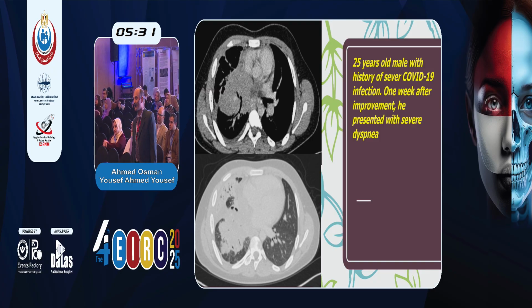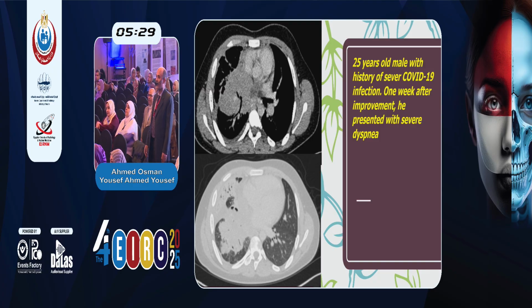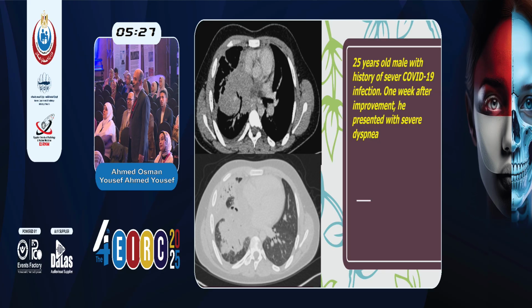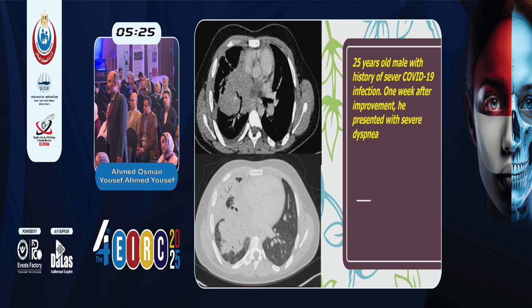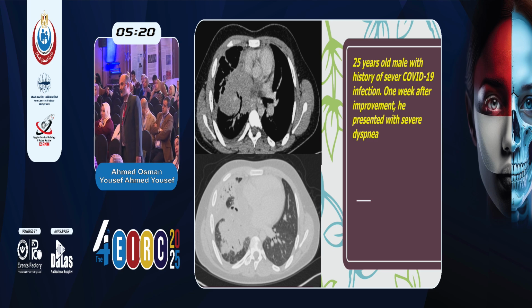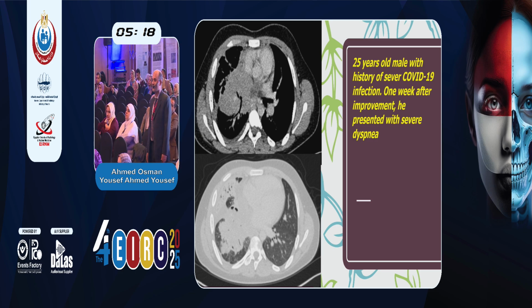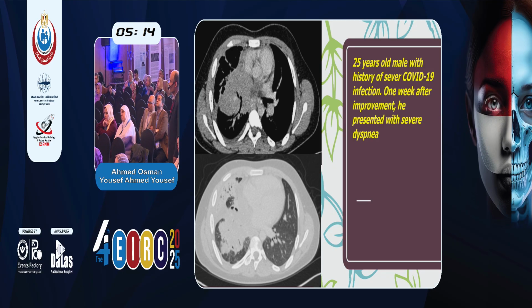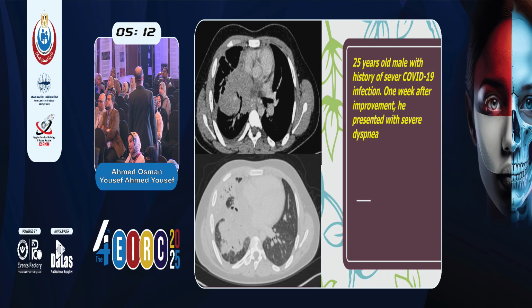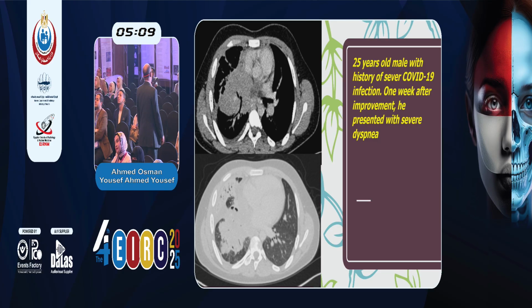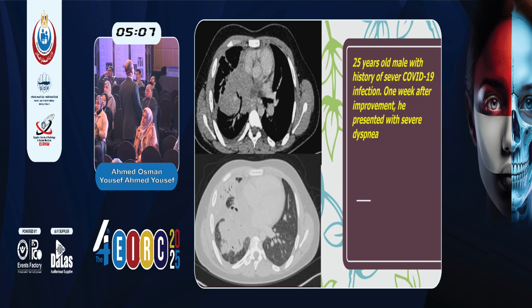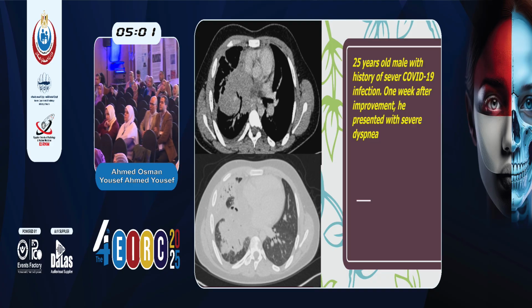A twenty-five-year-old male with history of severe COVID-19 infection and ICU admission. One week after improvement, he presented with severe dyspnea, and this was the CT chest, mediastinal and lung window. Large right lung mass with bronchial tree attenuation, suspected mass.